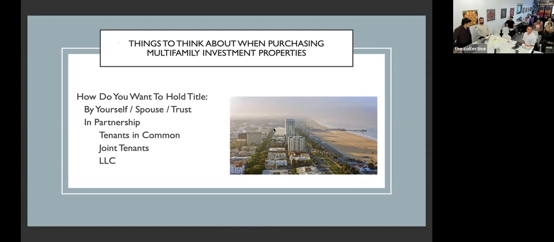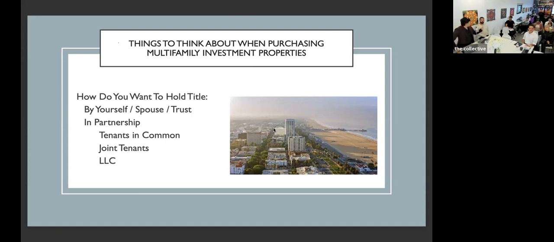So, things to think about when you're purchasing multifamily investment properties. I think the first question you need to ask yourself is, how do you want to hold title? Also known as, who's going to own this baby? Do you want to own it by yourself? Usually the best option, and also often the option most people cannot afford.